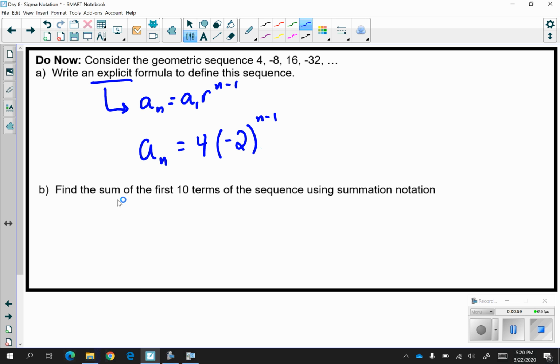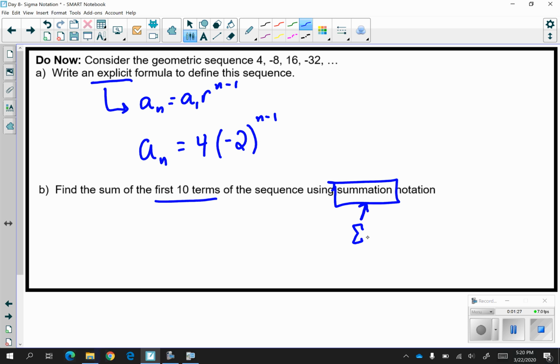For the second one, you want to find the sum of the first 10 terms of the sequence using summation notation. Now, you are able to use your series formula on your reference sheet. If you do forget how to do this, it'll get you half credit, but at least that's a formula you don't have to remember. Because they're specifically saying summation notation, they really want sigma.